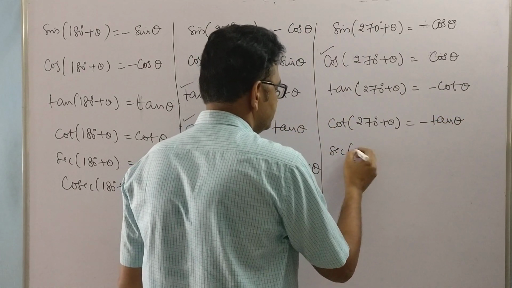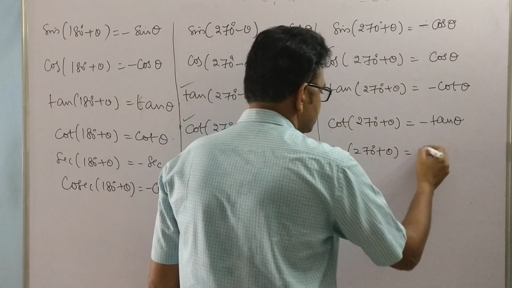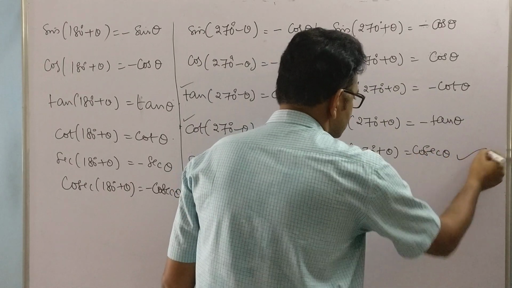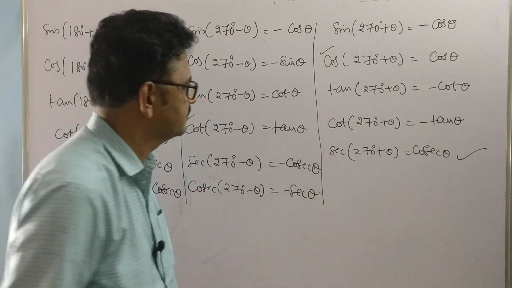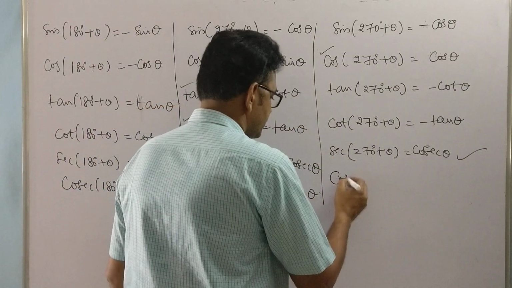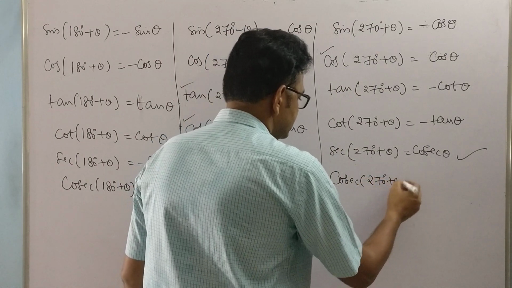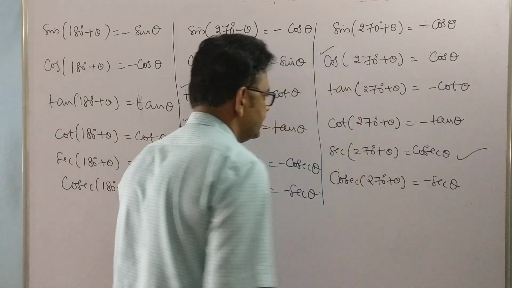And secant of 270 degrees plus theta is equal to cosecant theta, because it is positive, secant is positive in the fourth quadrant. And the cosecant of 270 degrees plus theta is equal to minus secant theta, it is also negative.